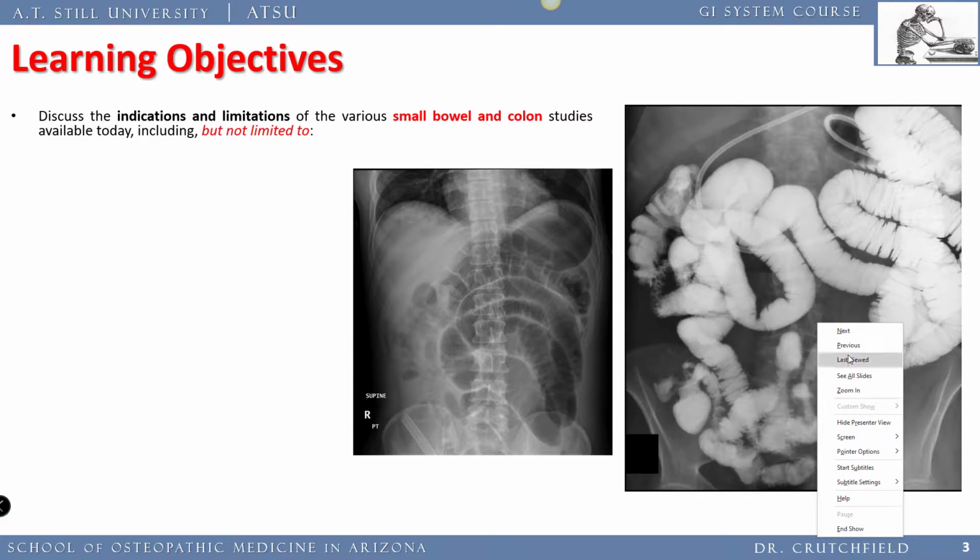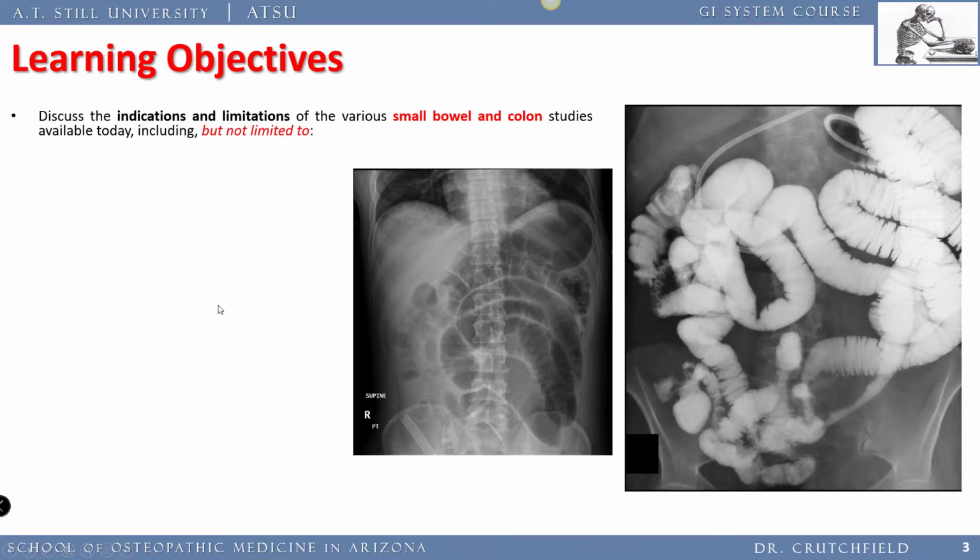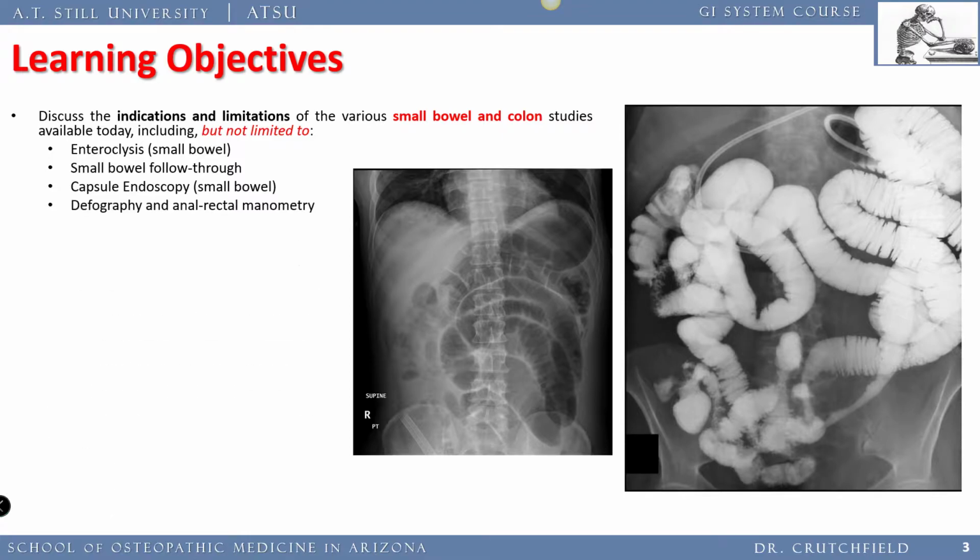Also, I did put a little brief booklet here, and I'll include that with this PowerPoint, colonoscopy for dummies, because I know your family's going to ask you about that at some point. Also, we need to discuss the indications and limitations to the various small bowel and colon studies that are available to patients today, including but not limited to enteroclysis of the small bowel, what it is, and a small bowel follow-through, what it is, how we do it, why we need it, capsule endoscopy of the small intestine, defecography and anorectal manometry, not very commonly used, angiography, a tagged red cell scan.